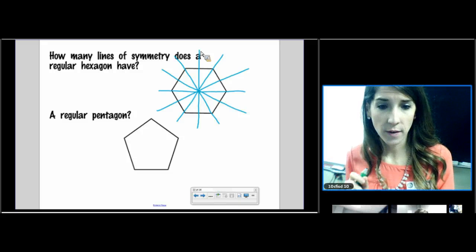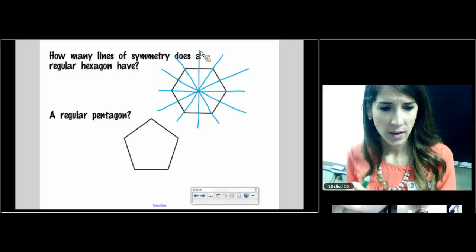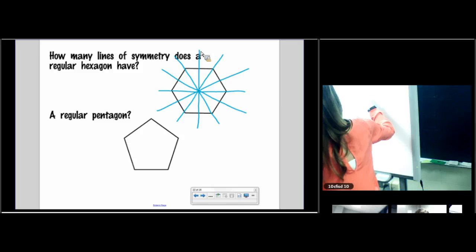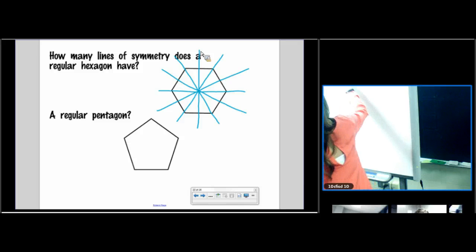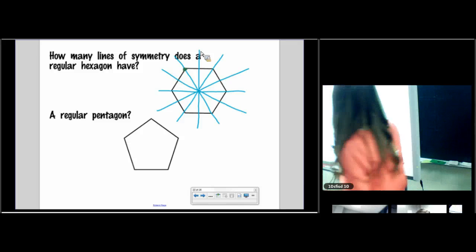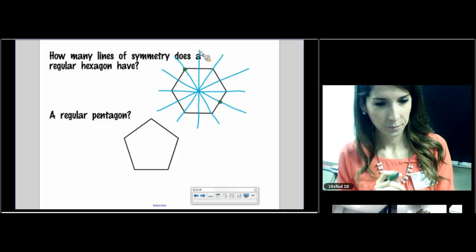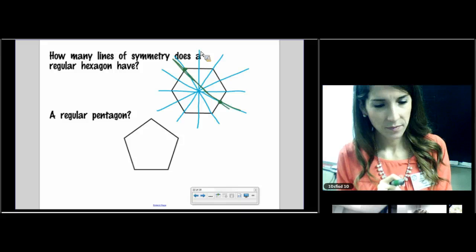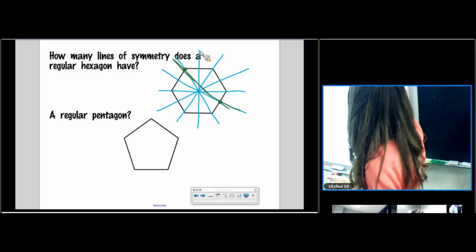You want me to draw one from vertex to side? I don't think that'll work. Look, from vertex to side, I don't think that would be a line of symmetry. No. In between the 6 lines? So were you agreeing 6?